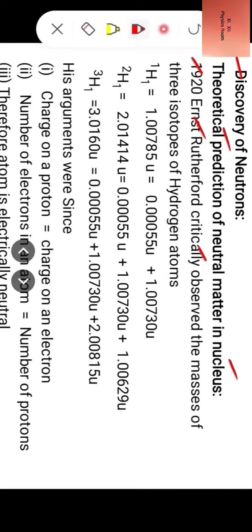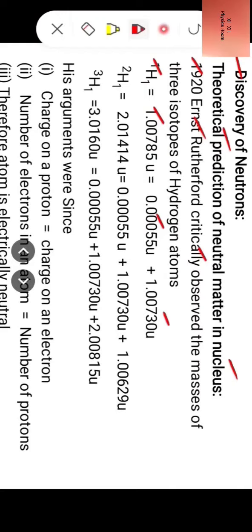First, consider H11 with mass 1.00785 units. Since hydrogen atom contains one electron and one proton, the mass of one electron is 0.00055 units and mass of one proton is 1.00730 units. And when we add the two masses, it comes out to be equal to 1.00785 units. So thus it matches with the normal hydrogen.